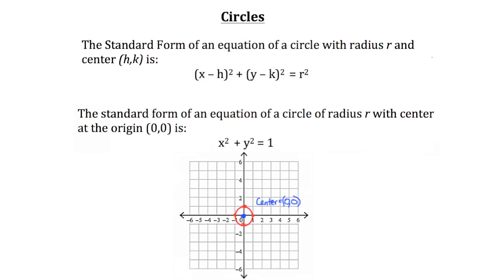Another important definition relates to that of the unit circle. The standard form of an equation of a circle with radius r with a center at the origin (0, 0) is x squared plus y squared equals 1, and that is called the unit circle. This is a graphic representation of that unit circle. We have the center at point (0, 0), and the radius goes to points (1, 0), (0, 1), (negative 1, 0), and (0, negative 1). So you can see right there we have the unit circle.